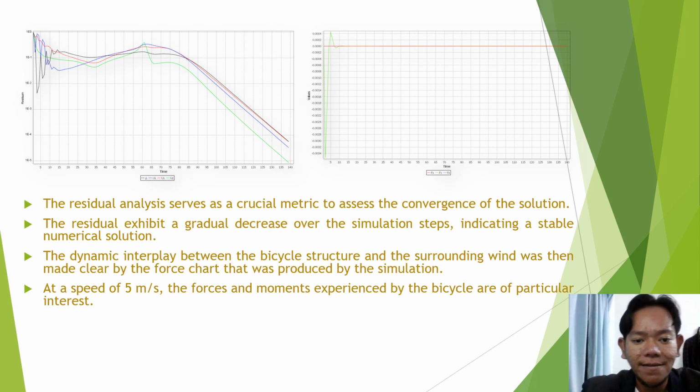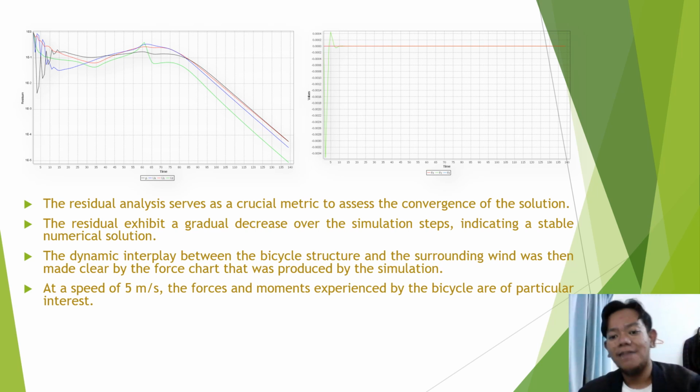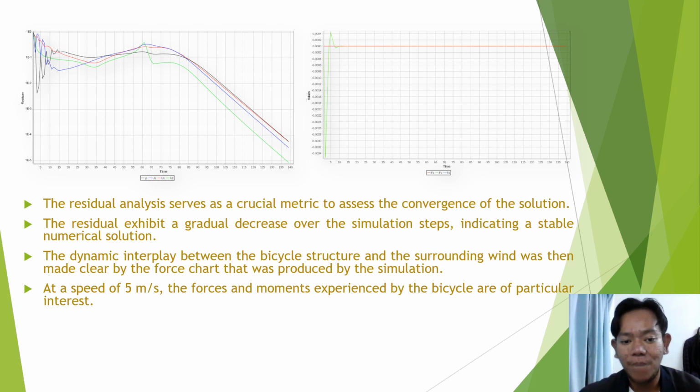The residual analysis serves as a crucial metric to assess the convergence of the solution. And not only that, the residual exhibits a gradual decrease over the simulation steps, indicating a stable numerical solution. The dynamic interplay between the bicycle structure and the surrounding wind was then made clear by the force chart produced by the simulation. At a speed of 5 millimeter per second, the force and movement experienced by the bicycle are of particular interest.